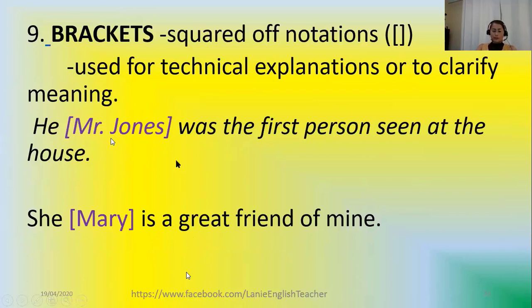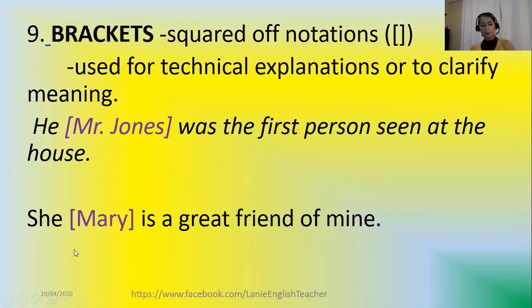Now, the next punctuation mark is what we call brackets. It is a squared notation. It is used for technical explanation or to clarify meaning. Example: He [Mr. Jones] was the first person seen at the house. So Mr. Jones here is enclosed with brackets, and this is not really necessary. It's just an additional explanation to the word he in the sentence. Mr. Jones refers to the word he. Even if we remove Mr. Jones from the sentence, it will not change the meaning of the sentence. So the sentence still makes sense, right?